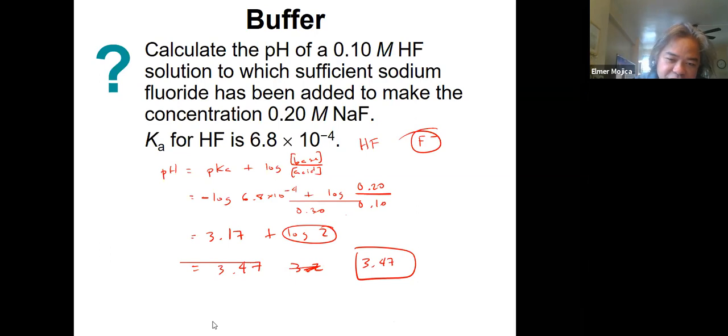Can you assure me you can get a correct answer here? What's the common mistake that you are going to make here? You don't know which is the numerator and which is the denominator. How are you going to be sure? The numerator will have one less hydrogen than the denominator. Question?